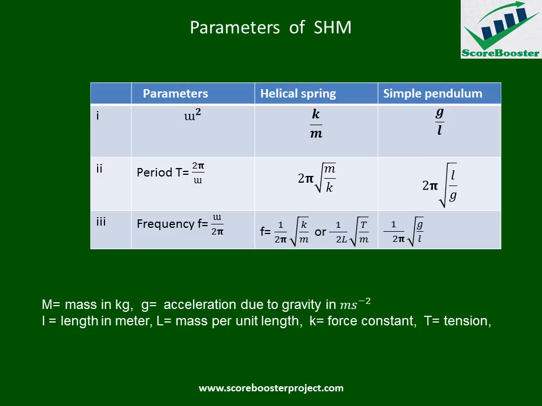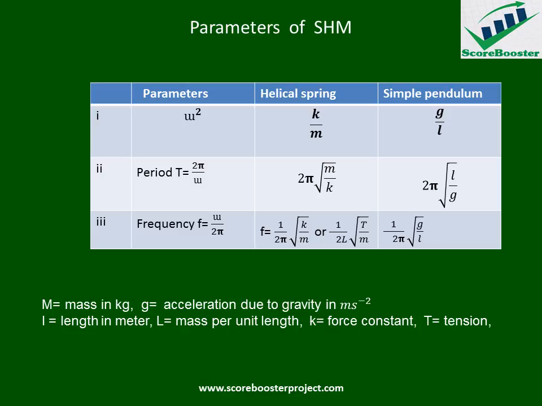Then the second parameter we want to consider is the period T of an oscillation, which can be expressed as 2 pi over omega. If you can recollect from video 5, that is on centripetal motion, we said omega is equal to 2 pi over T. Then if you want to make T the subject, that will give us T equals 2 pi over omega. Then this period under helical spring can be expressed as T equals 2 pi root m over k, while under simple pendulum it can be expressed as 2 pi root l over g.